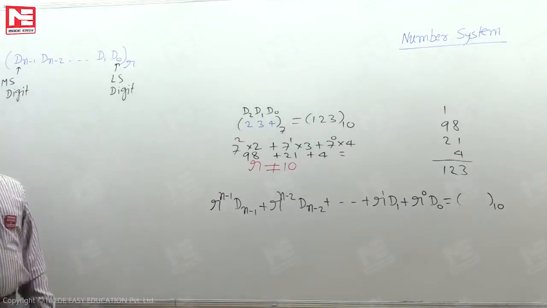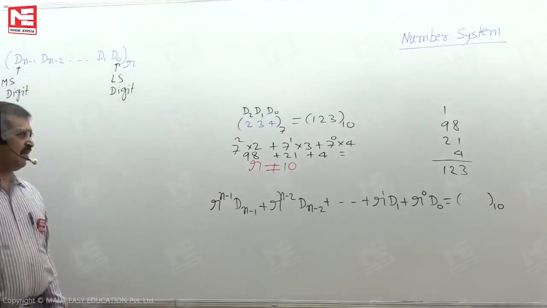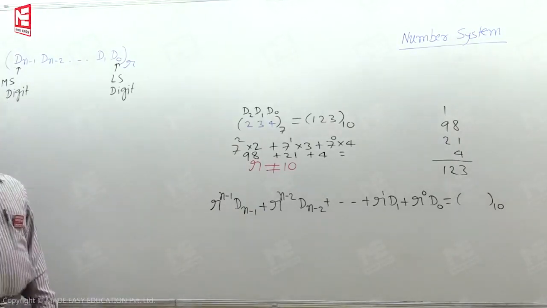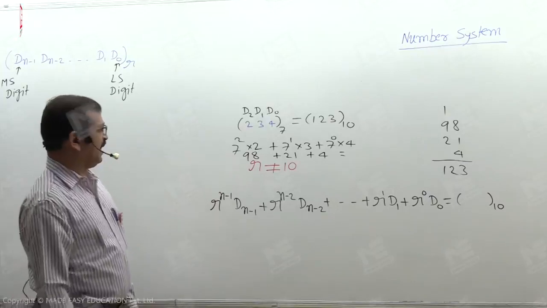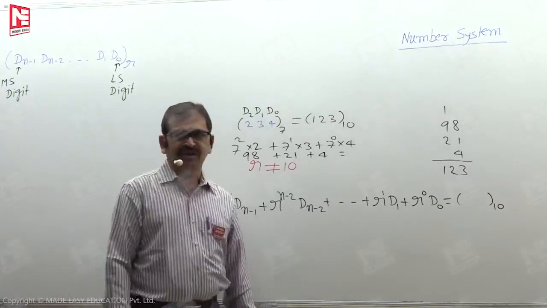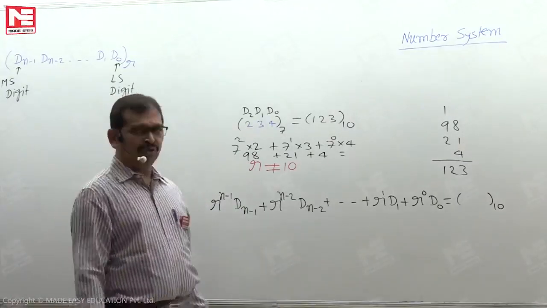Okay, so like this, we are having the evaluation, or we are trying to look at the result of equivalent decimal value whenever we are having a given number which is having the base, that is a radix, which is not equal to 10.